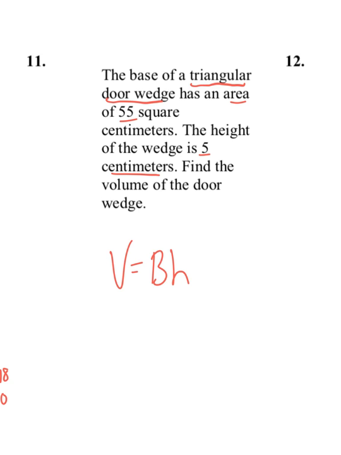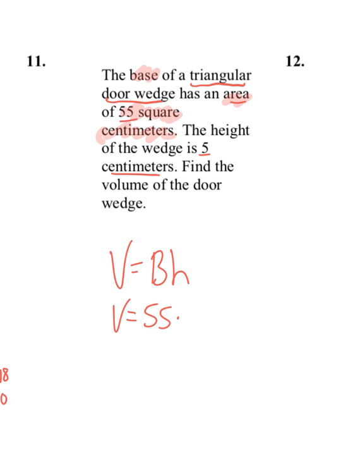Now, it says, this is key here. I'm going to highlight it. It says the base, let me get my highlighter, of a triangular door wedge has an area of 55 square centimeters. So that's the area of the base. That is big B, so we don't have to figure out big B. So big B is 55.